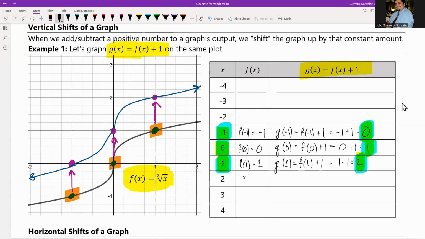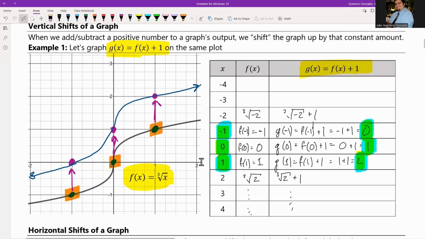what's that going to be? The cubed root of 2, right? So this point right here is going to be the cubed root of 2 plus 1, and so on and so forth. And then same thing backwards. This is going to be the cubed root of -2. So this should be the cubed root of -2 plus 1. It grabs all the y values, moves them up by 1, okay? Okay, so that is the vertical shift.